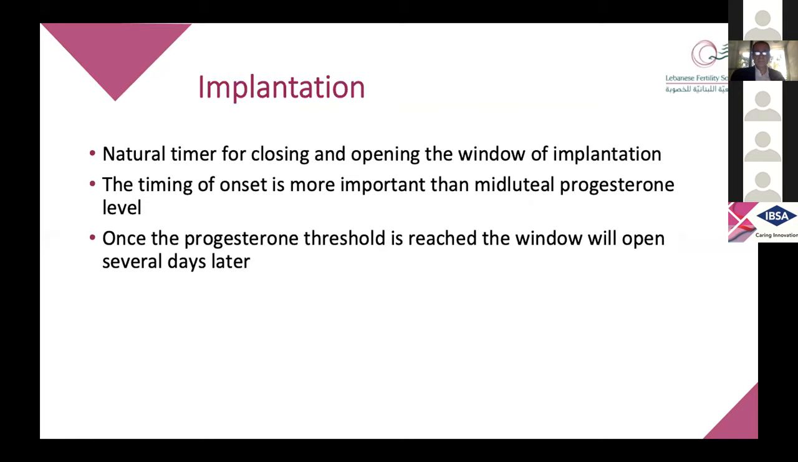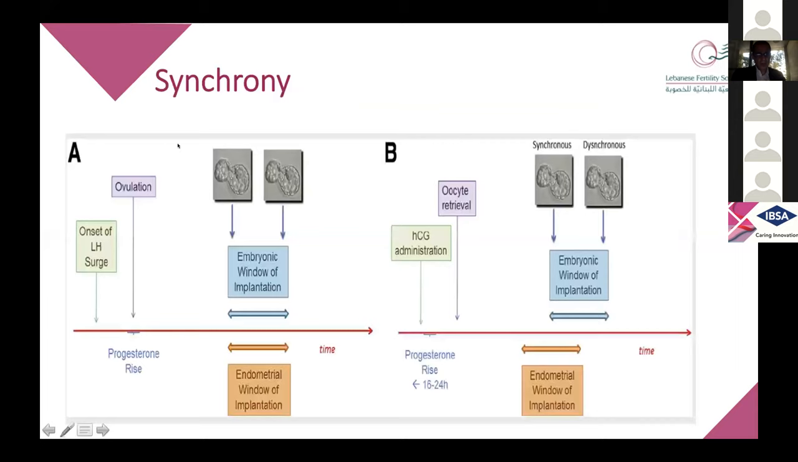For the implantation, progesterone will prepare the window of implantation. The timing and the onset is very important, when the progesterone will start. Once the progesterone is reached, the window will open for several days and then it will stop. So if we look here in the natural cycle, you will have your LH, you will have your ovulation, and you have a window of implantation ready for the embryos.